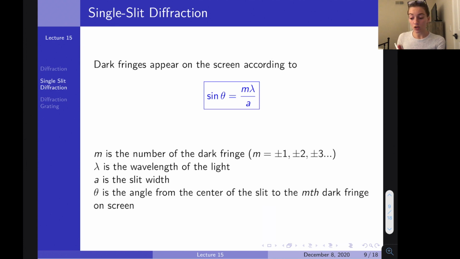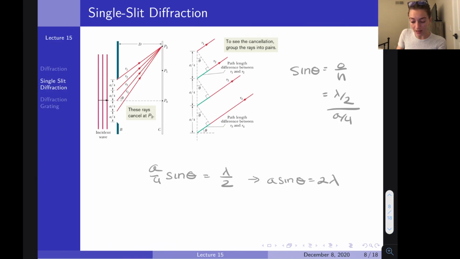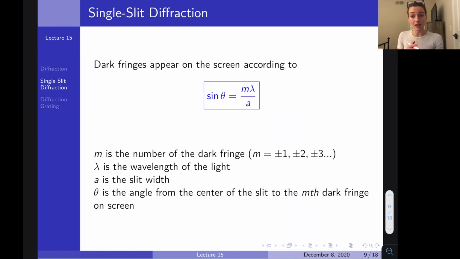So this will give us the dark fringes where theta, as I said before, is the angle from the center point of our slit to the dark spot. So that's how we measure theta. That's the angle theta there. That will give us the location of that dark spot. m is just the number of the dark spot, so it's either the first or second or third dark spot. Lambda is the wavelength of the light that we're using. a is the width of the slit. And theta I said already.